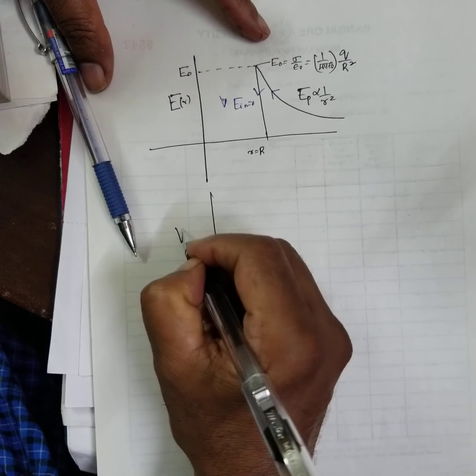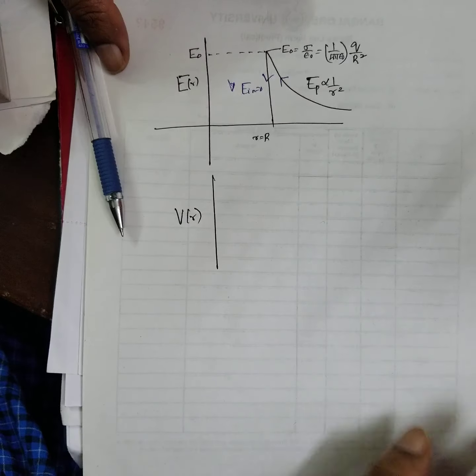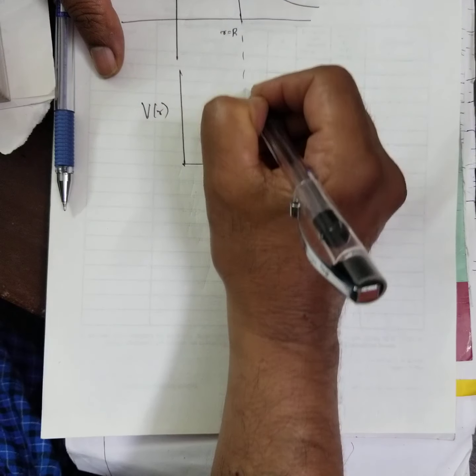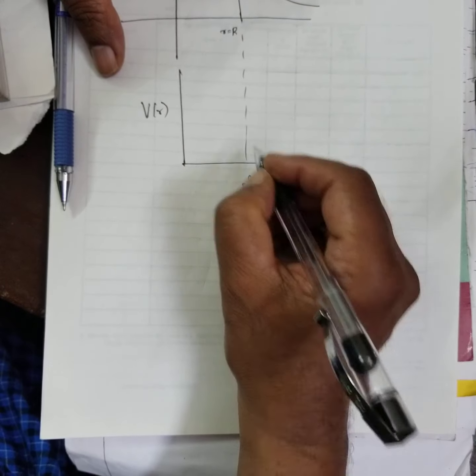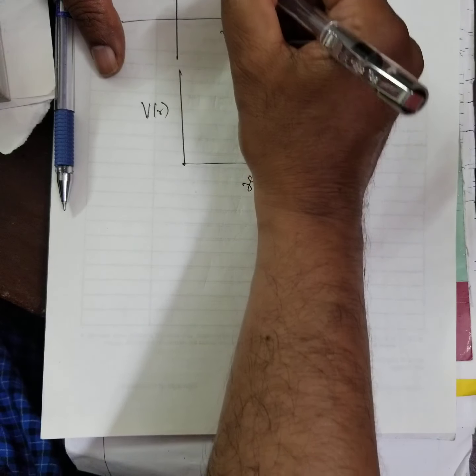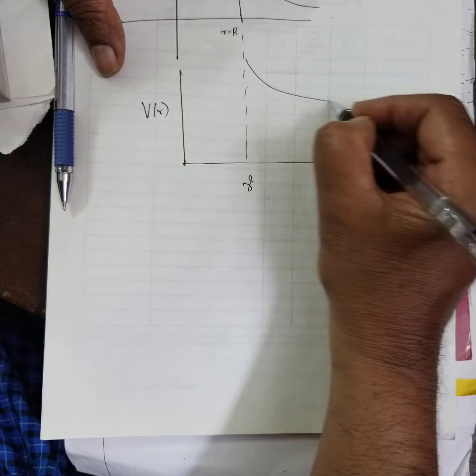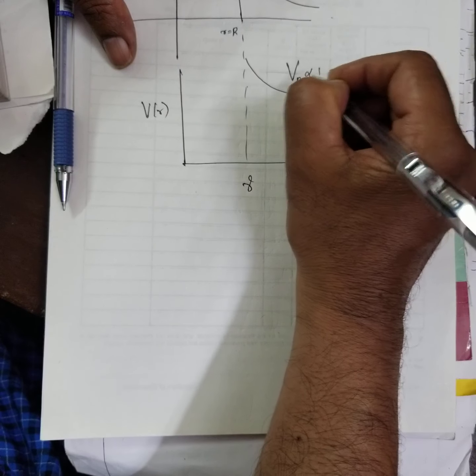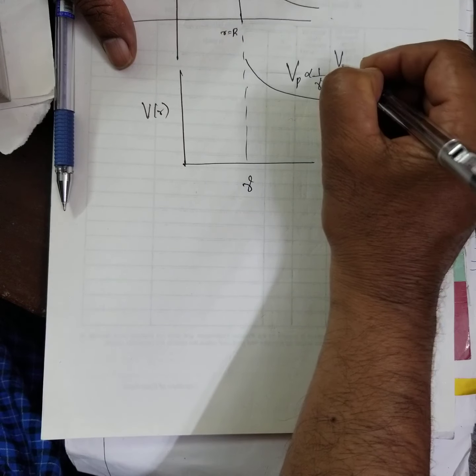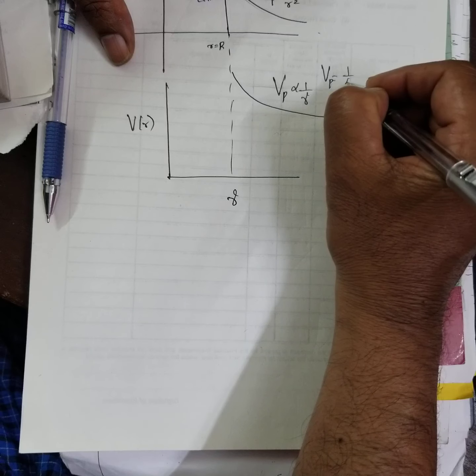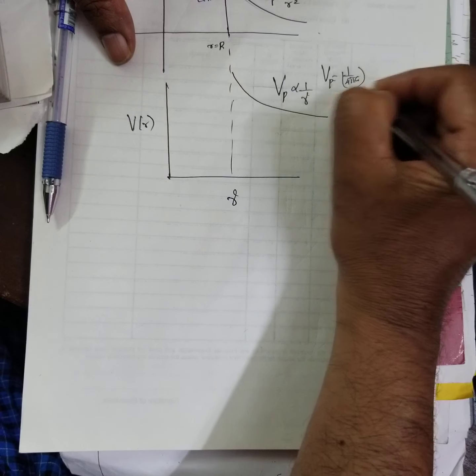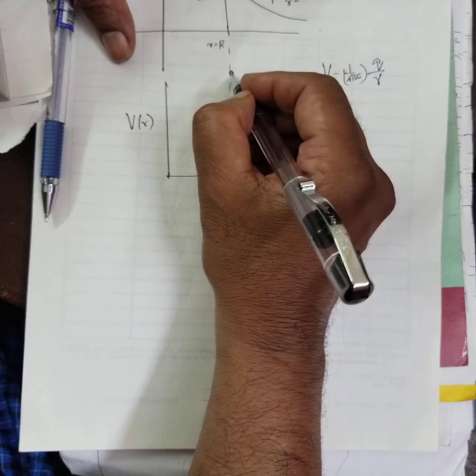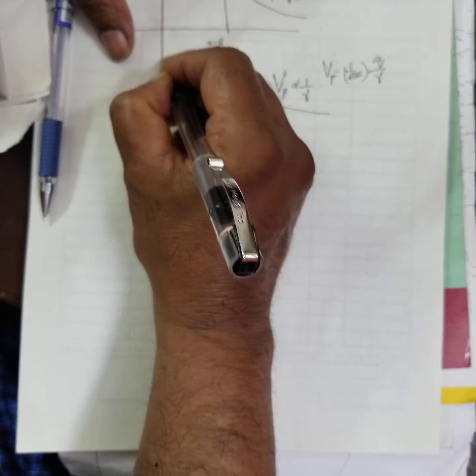Whereas potential versus distance, what will happen? This is very steep, but this is a light curve, right? Potential at any point is inversely proportional to r. That means potential at any point is equal to 1 by 4 pi epsilon naught charge by r. Up to this it comes, then here it remains constant.